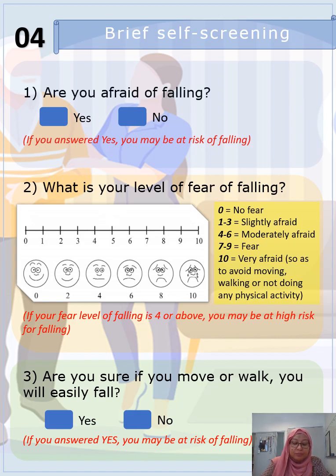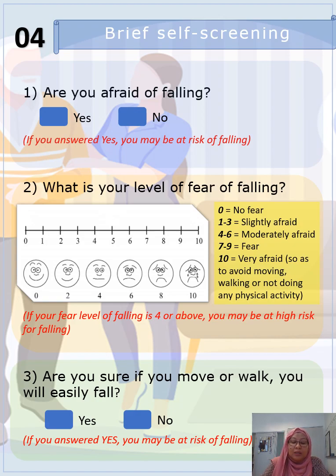Number 2, what is your level of fear of falling? You can use this scale from 0 to 10 to assess the level of fear of falling. 0 means no fear at all, and 10 means very afraid, so much so as to avoid moving. Normally they don't want to move at all because of the high level of fear, and they don't want to walk or do any physical activity for fear of falling.